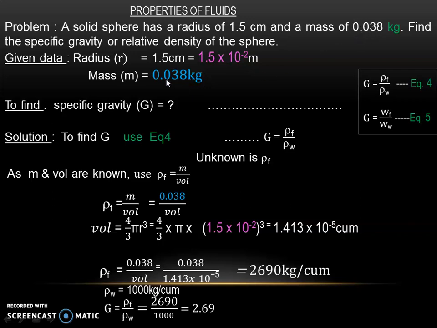Mass is equal to 0.038 kg. So with these two given data, we need to find specific gravity. So write it over here. G is equal to unknown value. After that, we need to check which equations are available to find G.